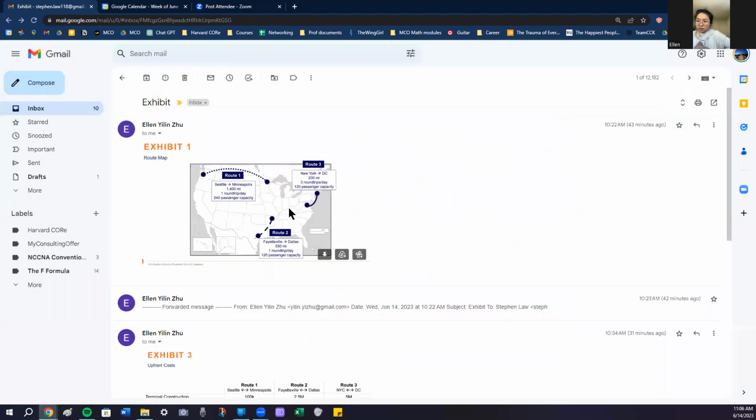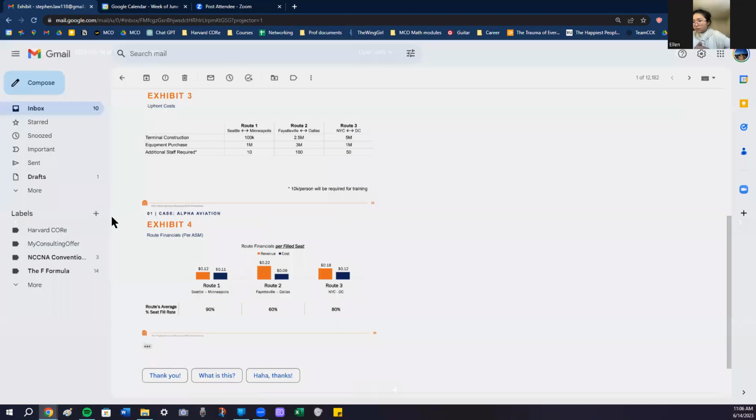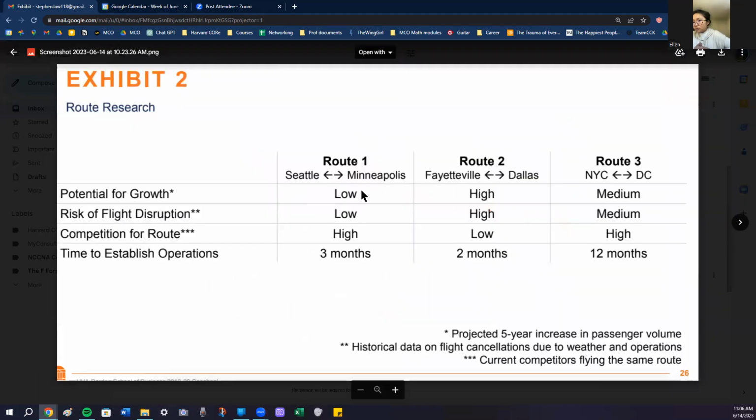Even though there is a 3 months period, right, in the first year, the first route will make 0.6 million. In the second year, it would make 1.8 million, and in the third year for the payback, it would make another 1.8 million.